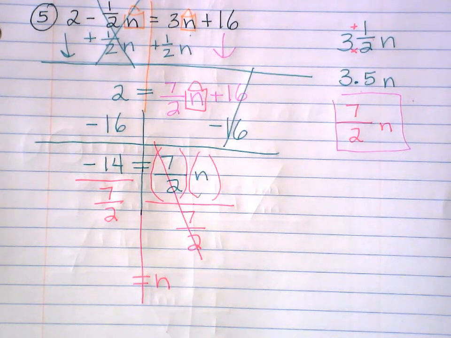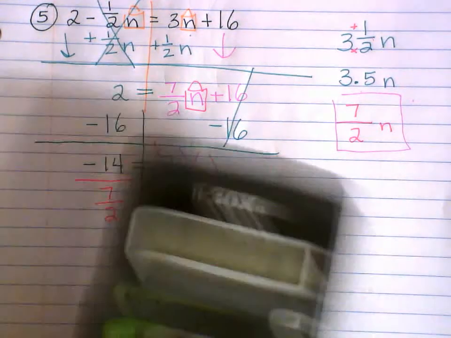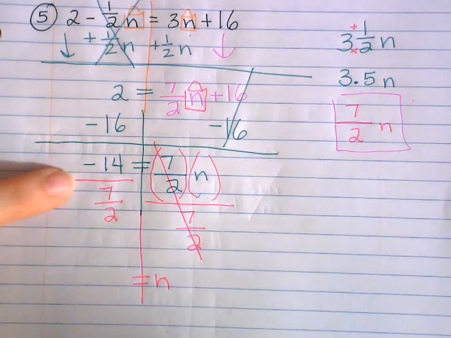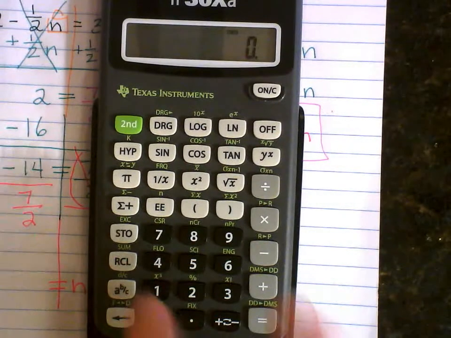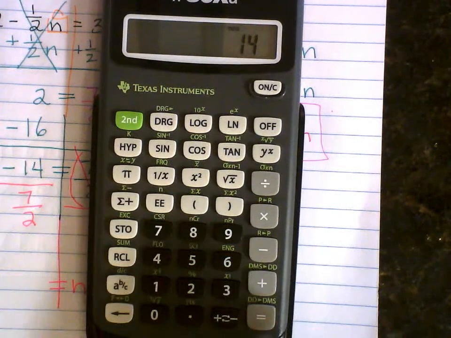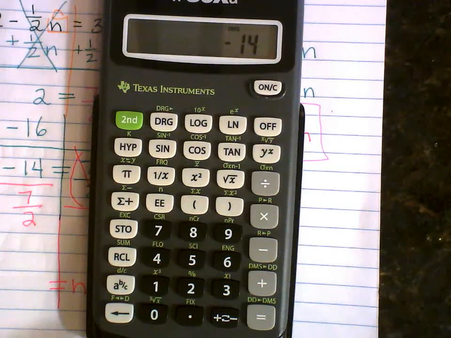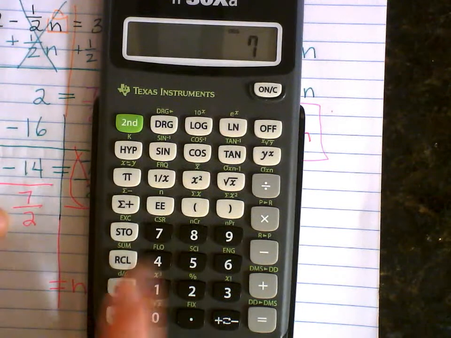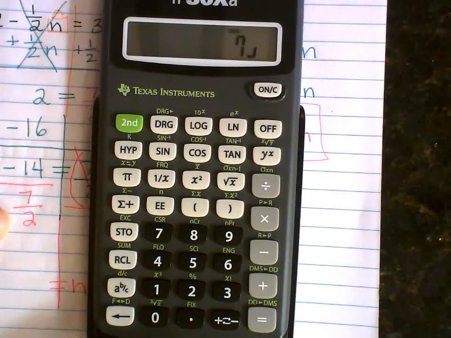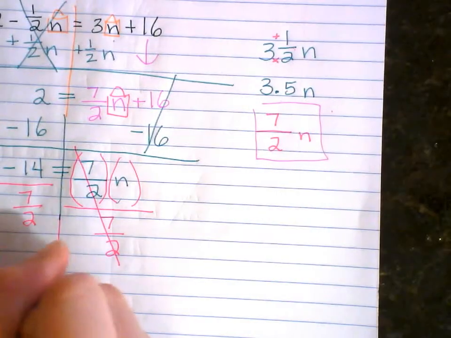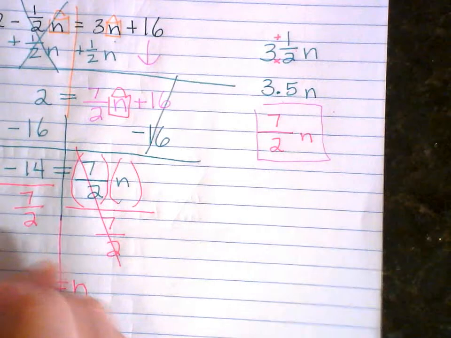I need to grab my calculator, I forgot. All right, so negative 14 divided by 7 halves. 14 negative, the fraction bar means divide, by 7 over 2. 7 ABC 2. And I know Khan Academy gives you guys a calculator. Negative 4. So n is negative 4.